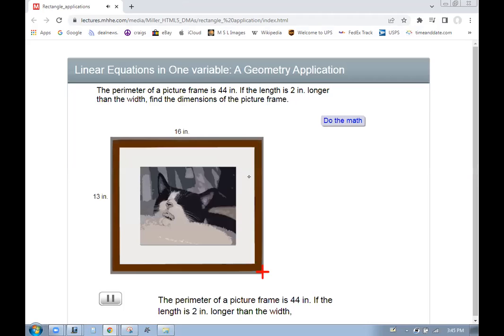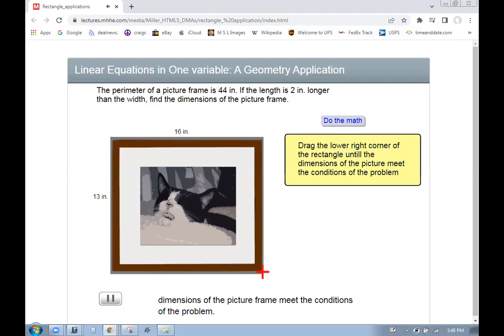The perimeter of a picture frame is 44 inches. If the length is 2 inches longer than the width, find the dimensions of the frame. To begin, drag the lower right corner of the rectangle until the dimensions of the picture frame meet the conditions of the problem.